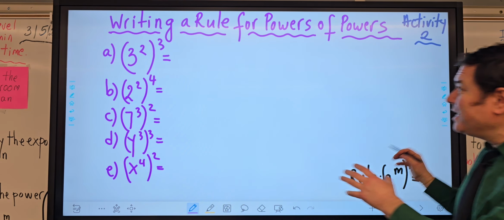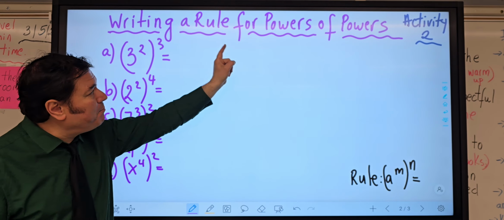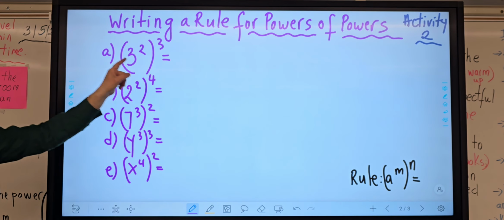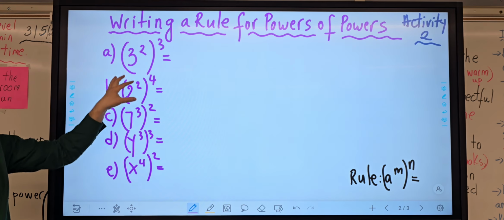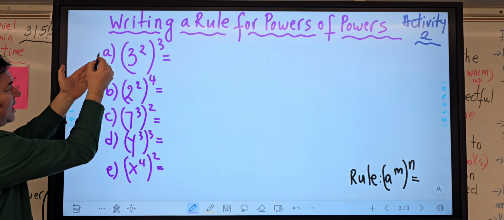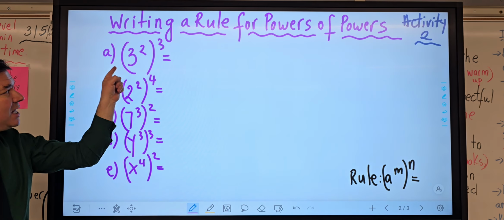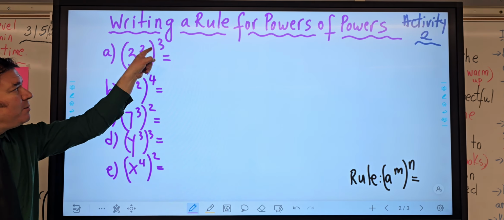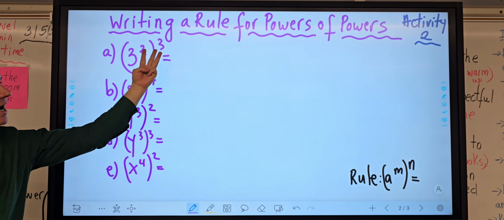Activity 2 is telling us that now we need to write a rule for powers of powers. So we see here 3 to the second power, all to the third power in a parenthesis. So our base is 3 to the second power first. The exponent, the power, is telling us that we need to multiply 3 to the second power 3 times.